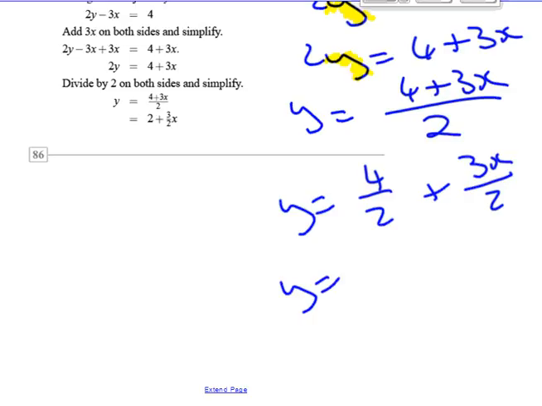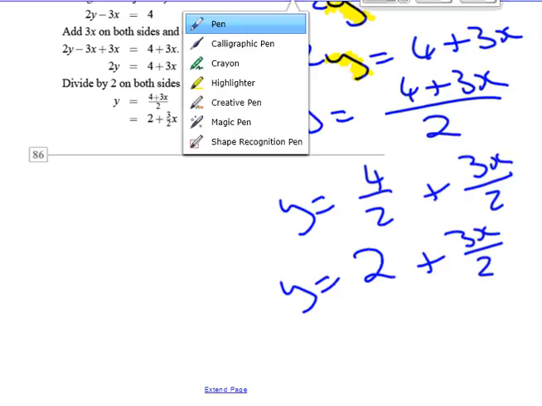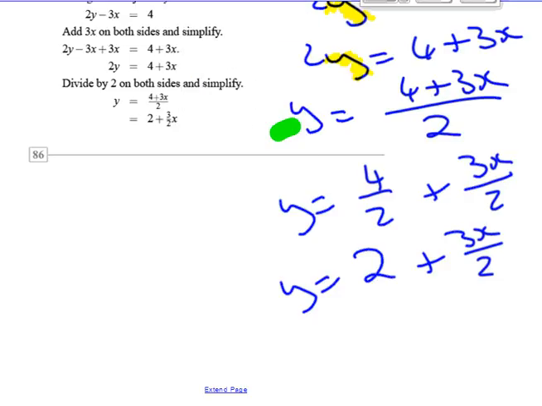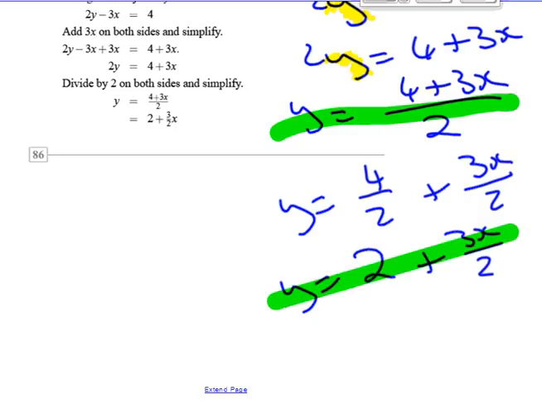4 over 2 simplifies to 2. 3x over 2 doesn't simplify at all, unless you make it 1.5. So they could give you, as multiple choice options, that as your answer, but they could also give you that as your answer. And that's why I'm showing you that you can split it. Okay. If I was teaching this, I would accept the first one as a preferable answer. You need to know how to do both.